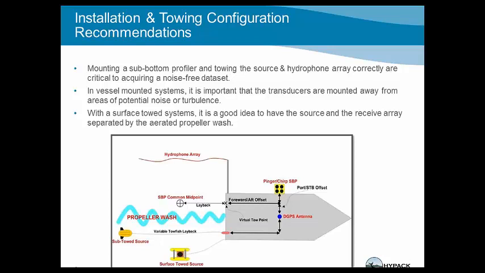If you've got a vessel-mounted system, it's important that the transducers are mounted away from areas of potential noise or turbulence. If you refer to the cartoon below, you can see that we have a chirp or pinger Subbottom profiling system mounted on the port side of the vessel just adjacent to the GPS antenna. This is generally a good position as it's away from the turbulence created by the propeller and engines.